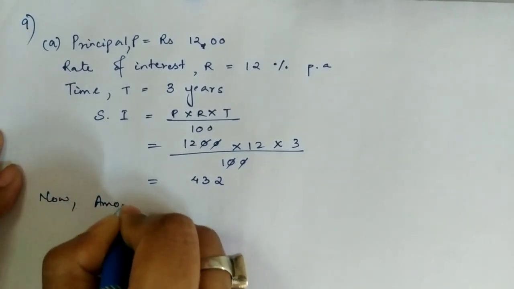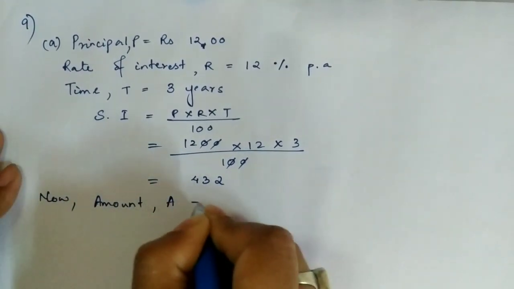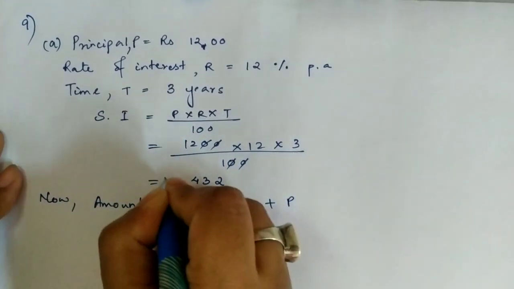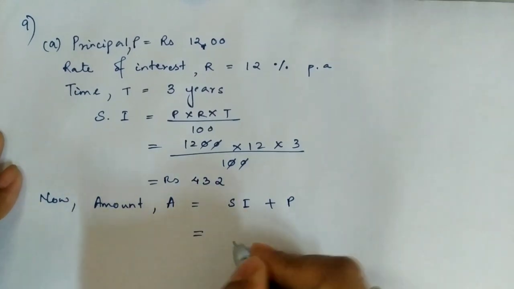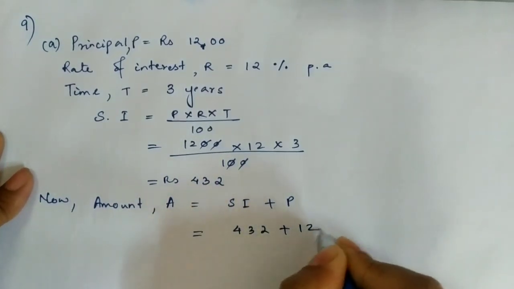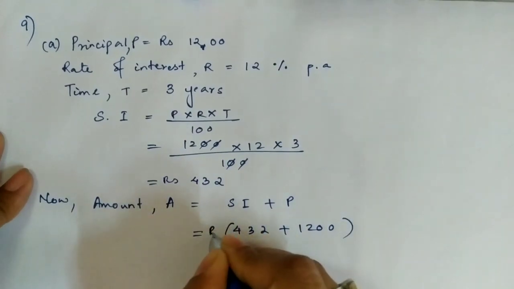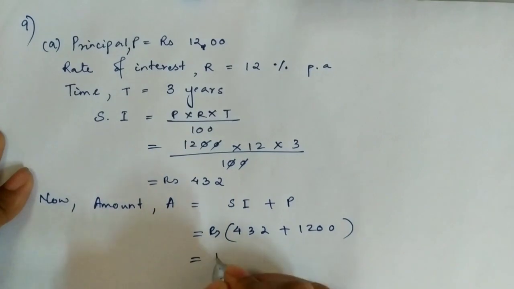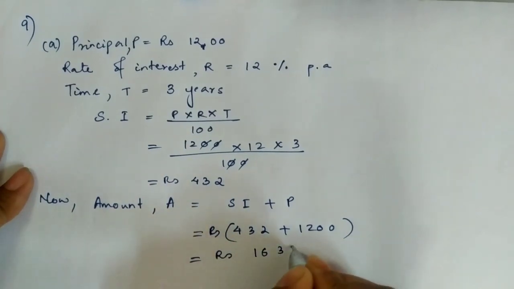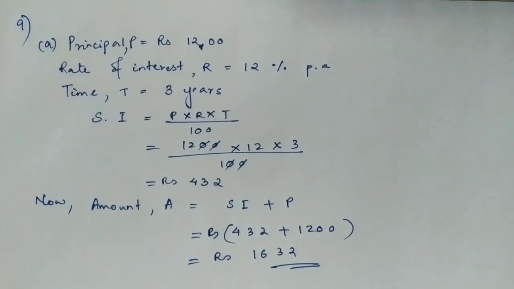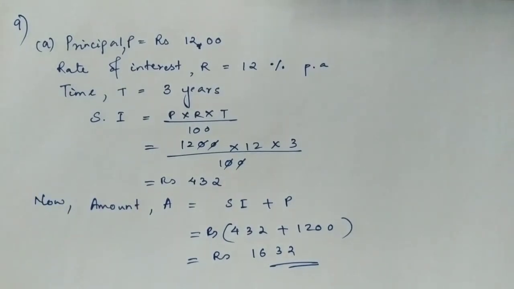Now amount A will be equal to how much? SI plus P. This is in rupees. SI is how much? 432 and principal is 1200. The unit is rupees. So let's add them up. If I add them, I will get 1632. So this way we have to find out the simple interest first, and then the amount.